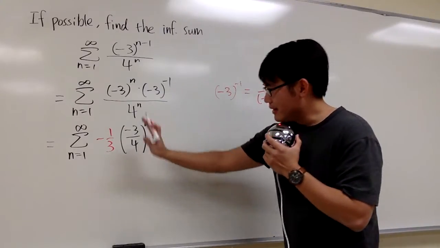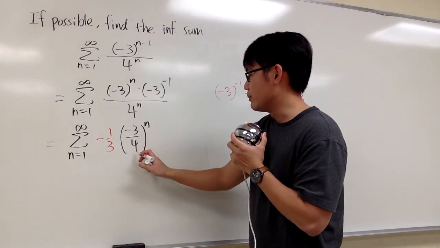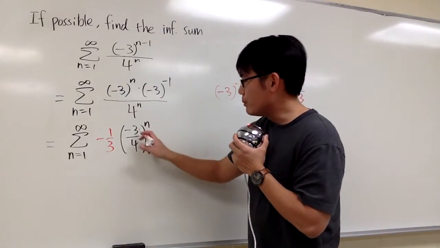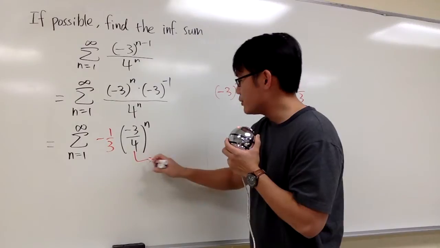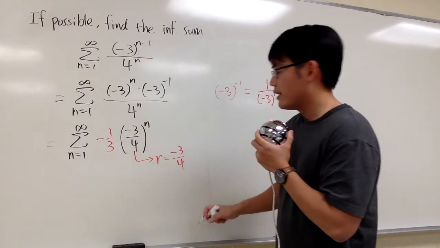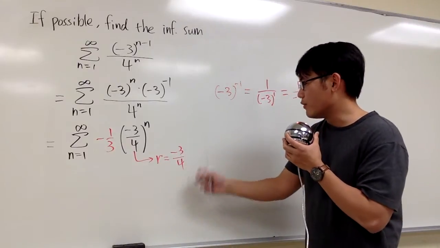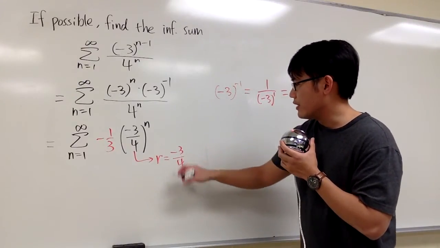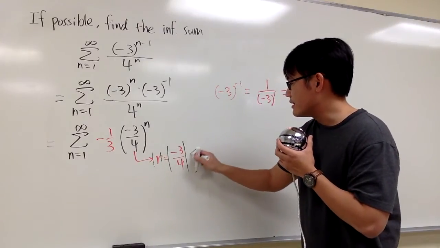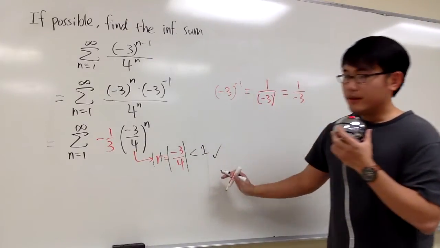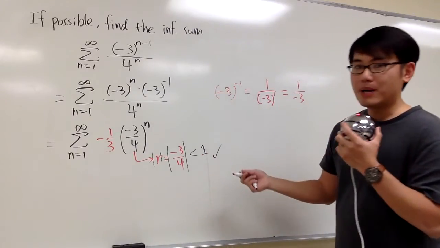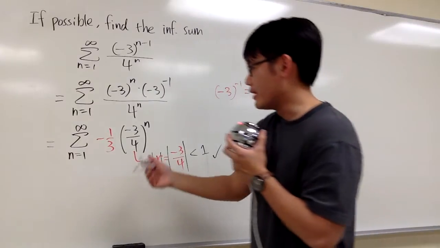This right here, in this form, we know that it is a geometric series because we have a number raised to the nth power. And we will be sure that this number is the common ratio, r, and it's negative 3 over 4. As we can see, if you take the absolute value of negative 3 over 4, it is less than 1. Therefore, we know this series converges, and we can add them up. We can use the formula. So let's go ahead and do that.